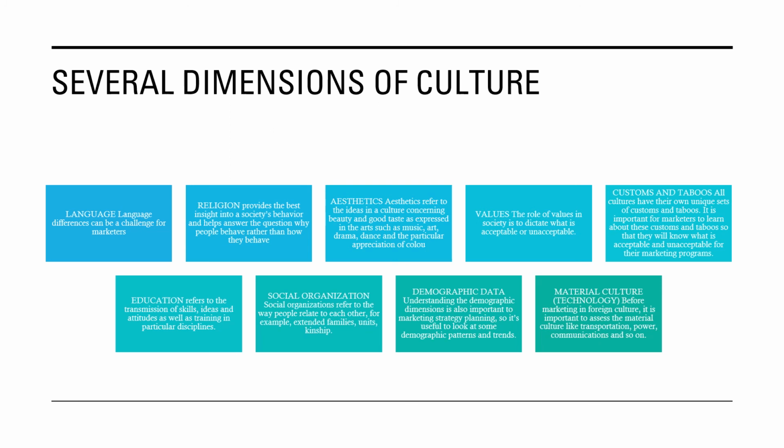Another is demographic data. Understanding the demographic dimension is also important to marketing strategy planning. So it's useful to look at some demographic patterns and trends. Demographic data is statistical data collected about the characteristics of the population. Examples are the age, gender, and the income.